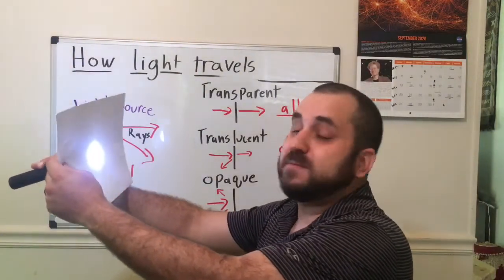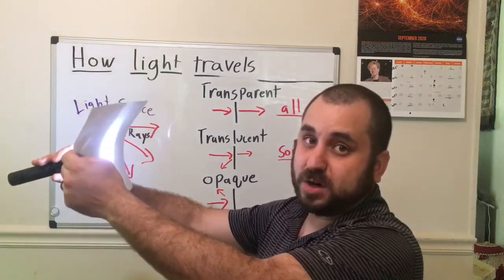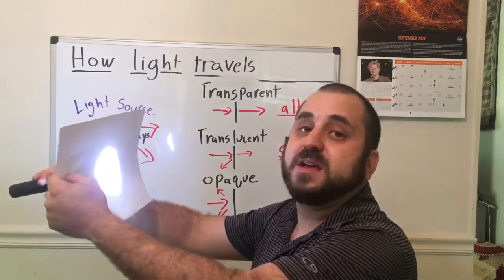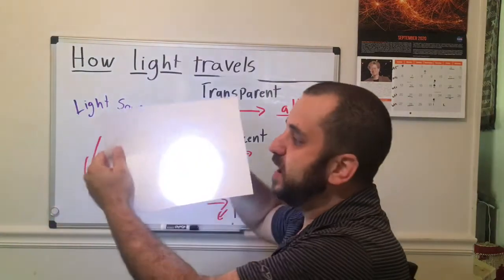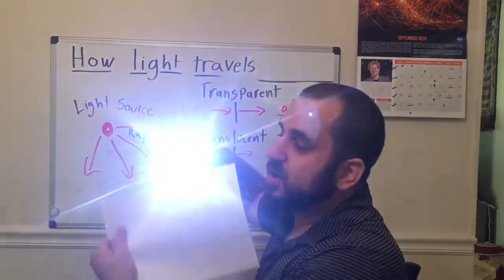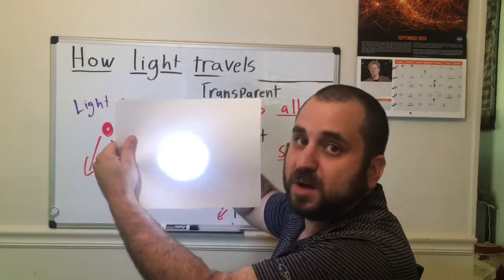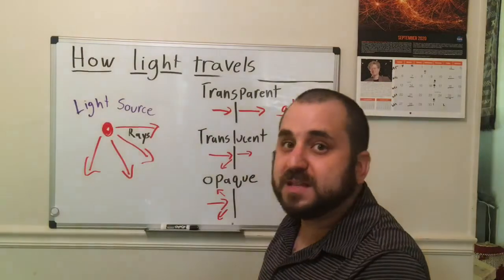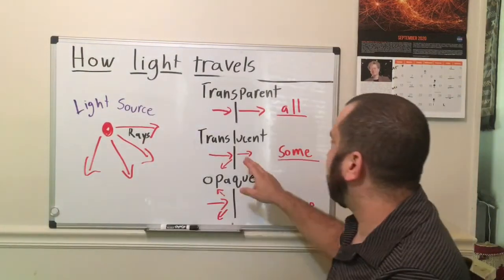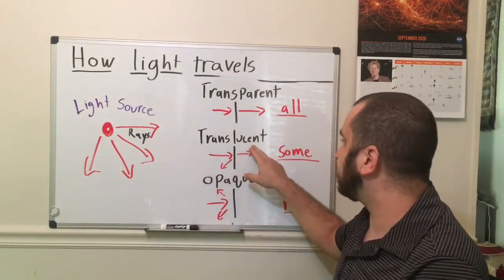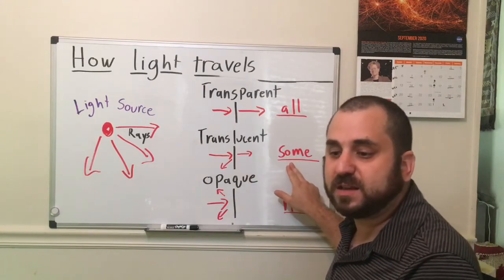Okay? Now, it made the light a lot dimmer. It blocked a lot of the light, but it did not block all of the light. As you can see on my piece of paper, you can still see some of the light coming through. That means that this piece of paper is translucent. Translucent means some of the light can get through.